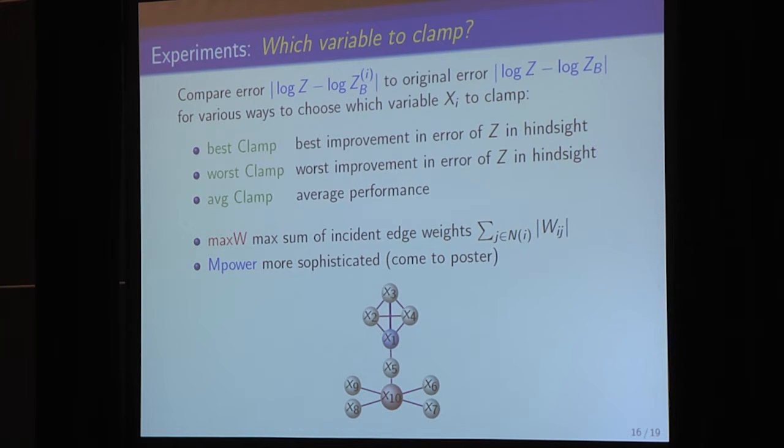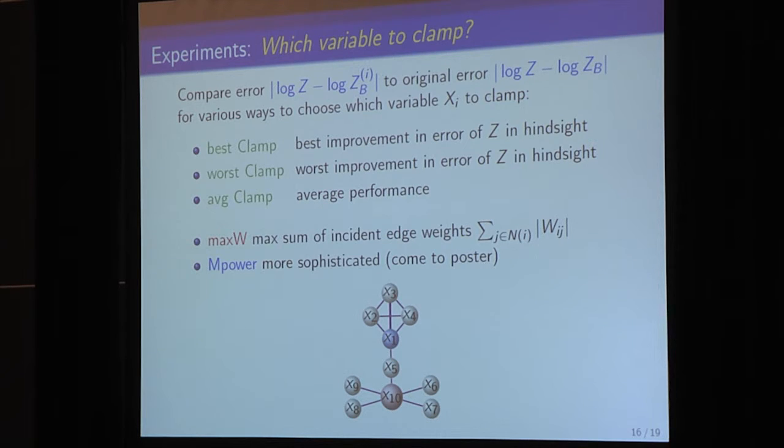But then, maybe more interesting, we're also going to show two methods we introduce for trying to pick a good variable to clamp. And the intuition for these is that beta is exact on models without cycles. So what we'd like to try to do is to break tight, strong cycles. And one simple way to do that, we call max W, is just to look very locally and pick the variable that has the maximum sum of incident edge weights.